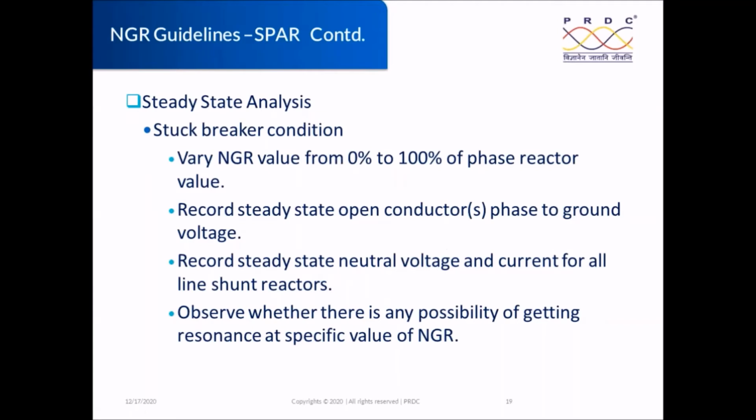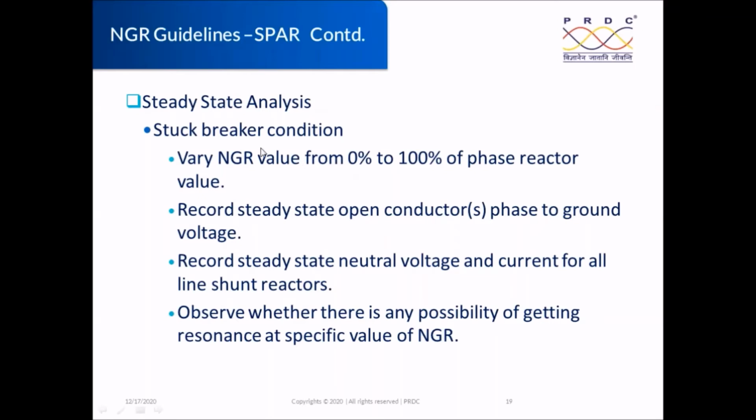Then afterwards, we can also do the stuck breaker condition. Basically we are trying to see whether there is any possibility of getting resonance, because whatever NGR value we are going to use should not cause any resonance. In steady state also we can calculate. These studies can be done using EMTP type software, but we have to run in steady state mode till we reach the steady state. Then you can record these values.